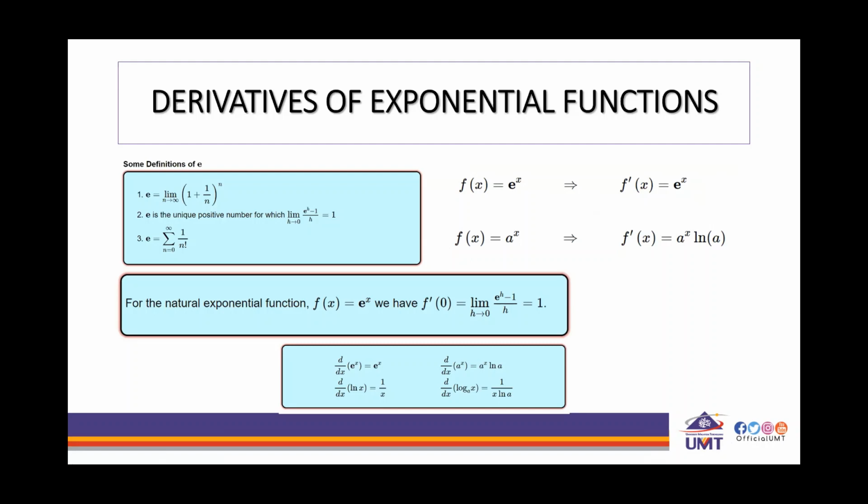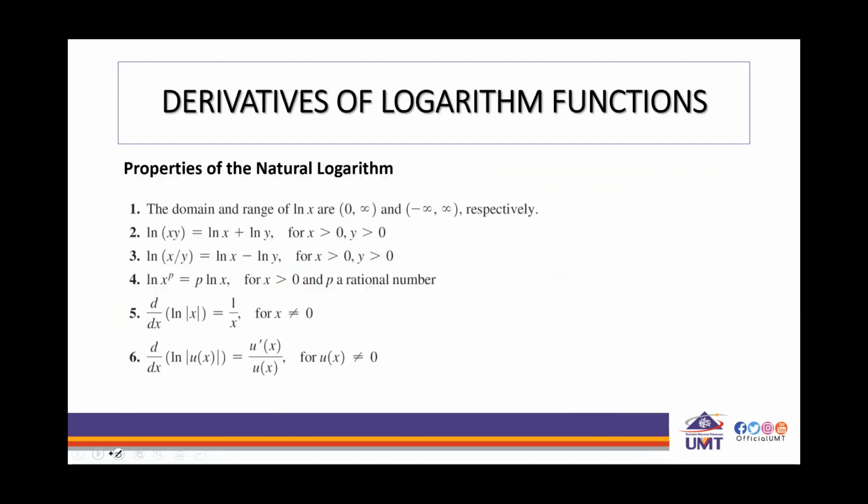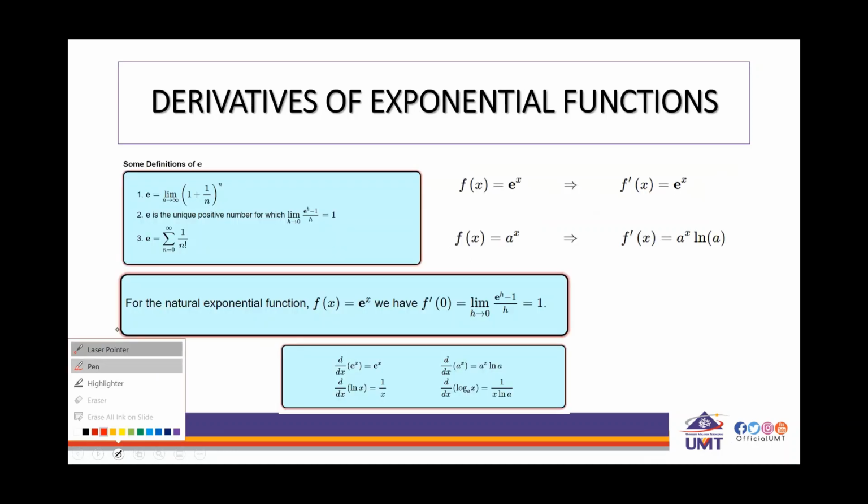Some definition of e. e is equal to the limit as n approaches infinity of (1 plus 1 over n) to the power of n. So now, e is the unique positive number for which the limit as h approaches 0 of (e to the power of h minus 1) over h is equal to 1. So e equals the sum from n equals 0 to infinity of 1 over n factorial.